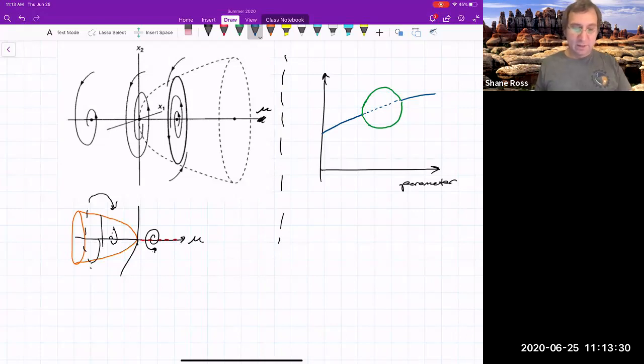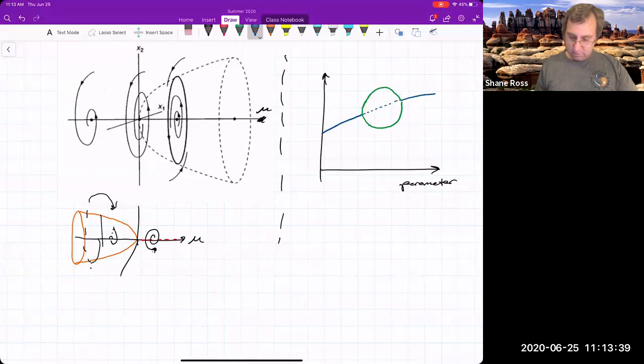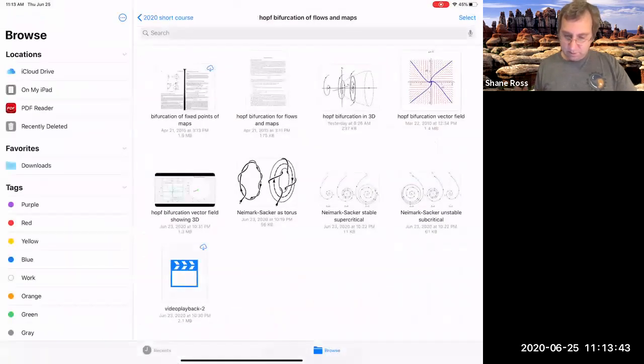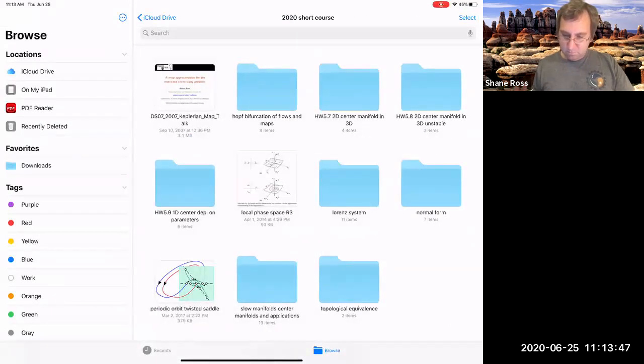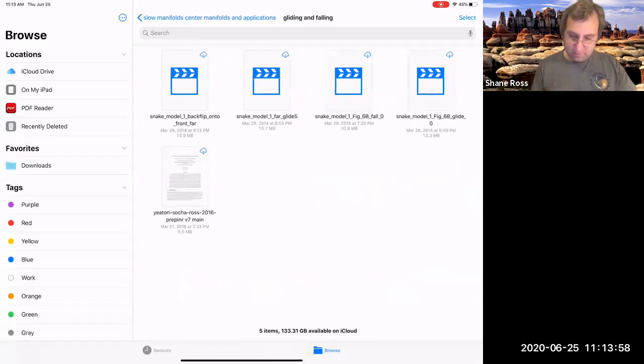And in fact, we saw this behavior in one of our studies. I'm trying to find it. Not sure where I put it. Oh, maybe I called it a slow manifold. Don't know why. Oh, here's our preprint.